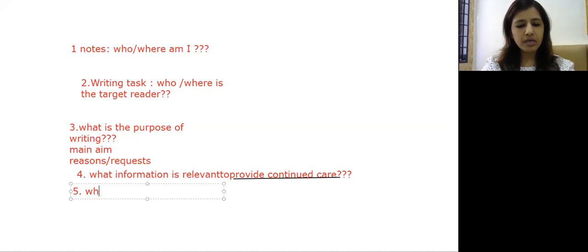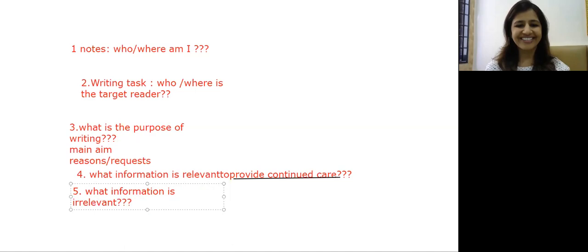And fifth is what information is irrelevant. So see, I suppose this is the first time you have come across a test which also assesses what you have not written. Conciseness and clarity: one aspect of conciseness and clarity is what information is excluded, what you have not written. For that also you are being scored. If you write too much information that is irrelevant for the target reader, for the purpose for which you're writing this letter, then you're going to get penalized in conciseness and clarity, because you are not supposed to convert every bullet point that is given in the case notes into a sentence. You are rather supposed to pick up what information is relevant for the target reader and then expand on it.